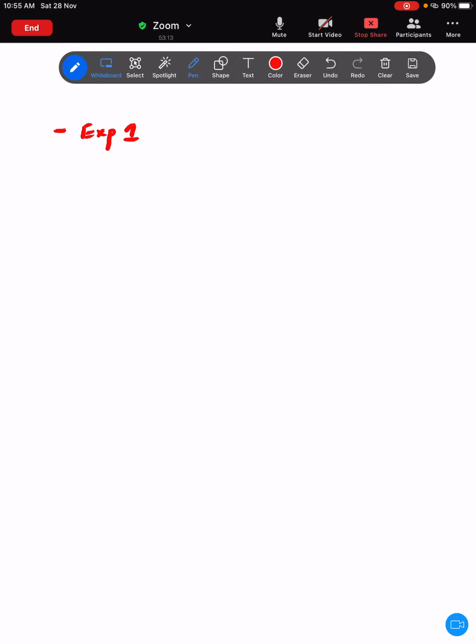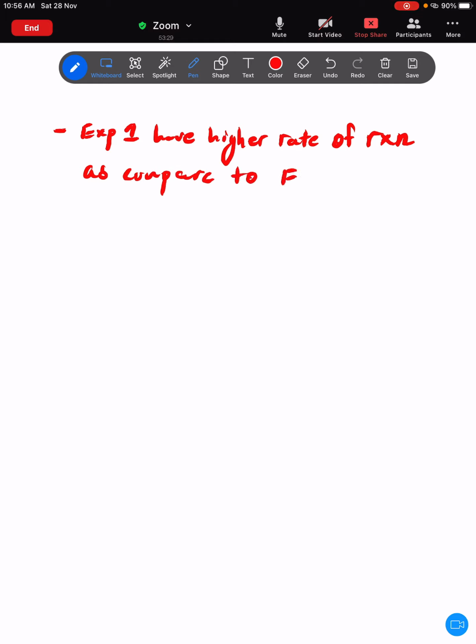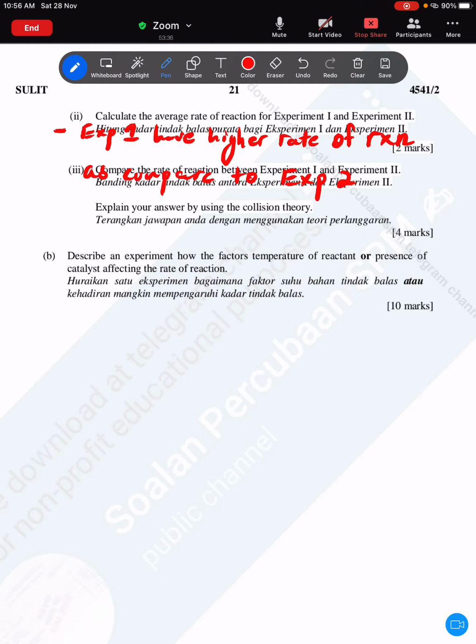So, experiment 1 has a higher rate of reaction as compared to experiment 2. This will be 1 mark. Okay, 1 mark. Let's look at our question further.